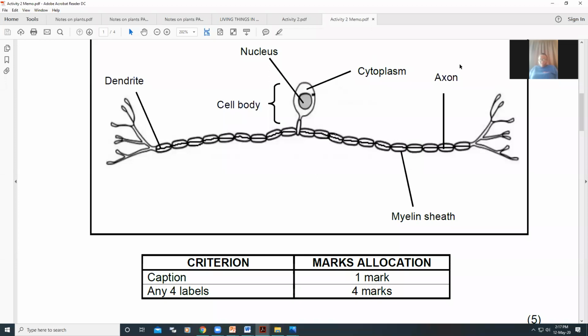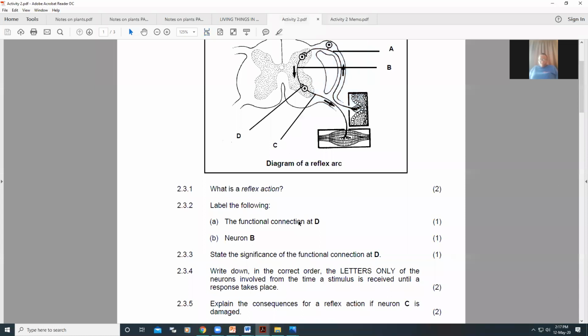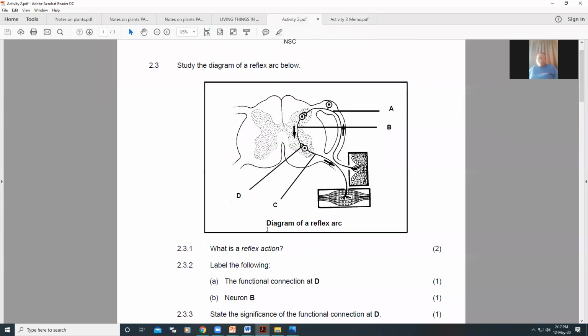Okay, and that brings us to the end of that question, which was dealing with the reflex action and the reflex arc.